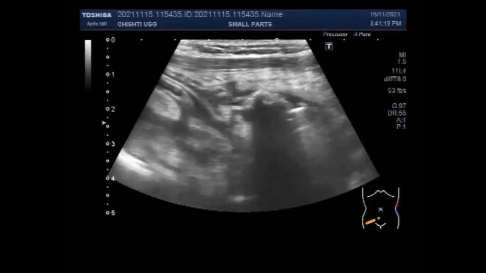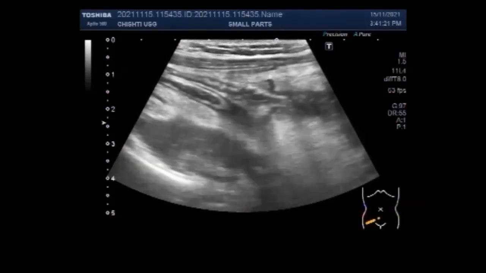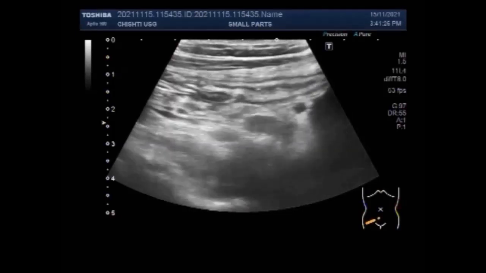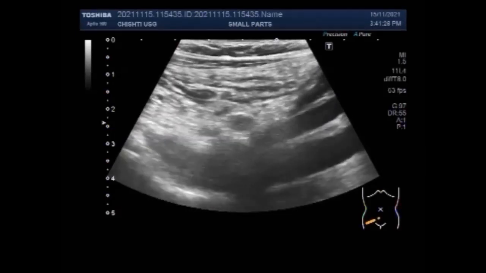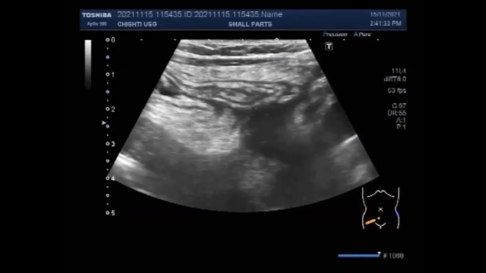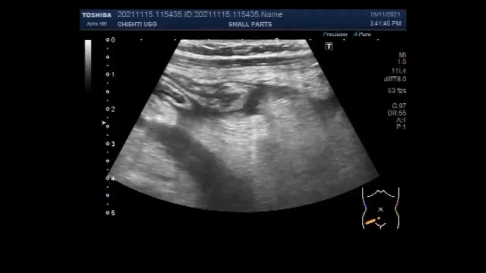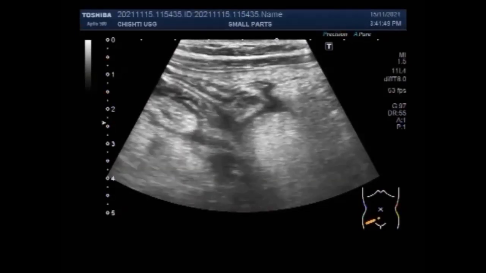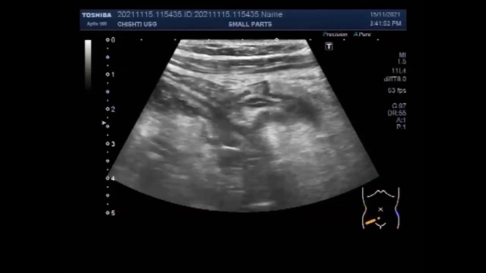Now by sweeping the probe, you can see a longitudinal view of the tubular structure. Both ends of the tubular structure are blunt. By applying some pressure with the probe, you can see this structure is not compressible, but as in this case the fluid has leaked, this is partially compressible. Again, you can see the fluid.